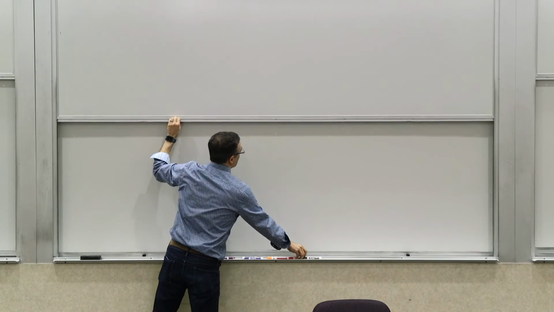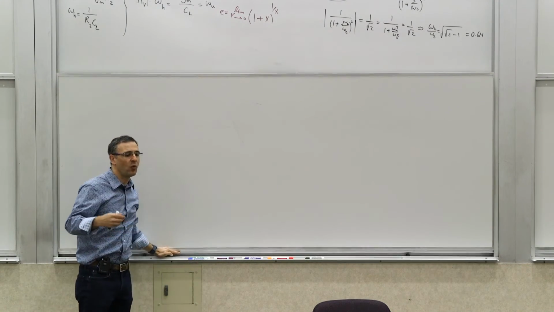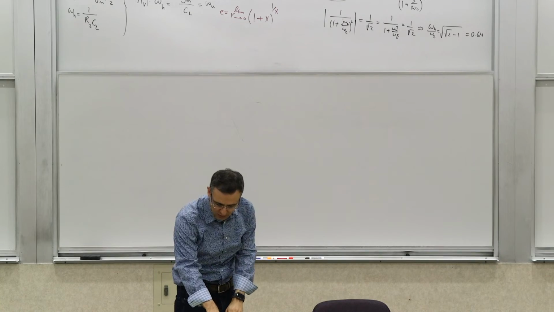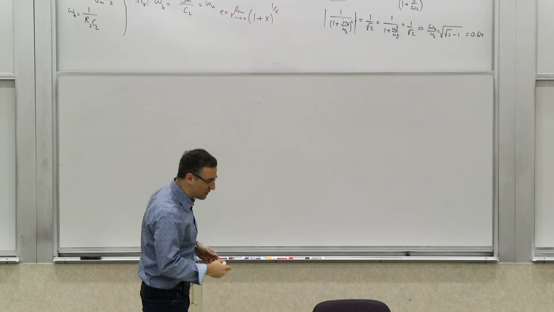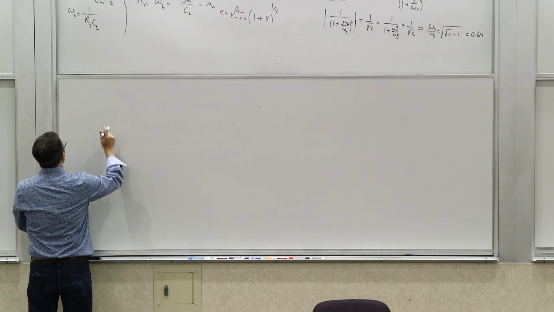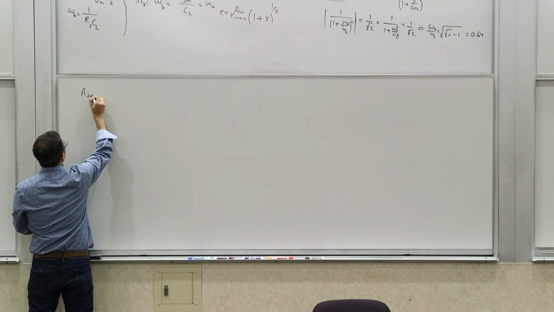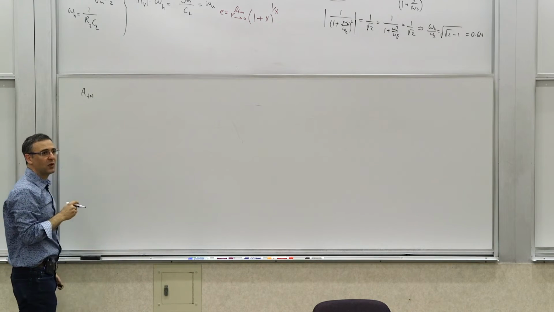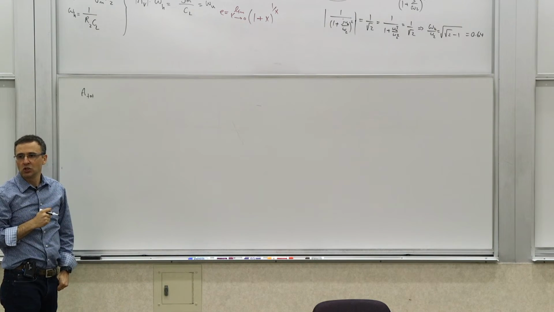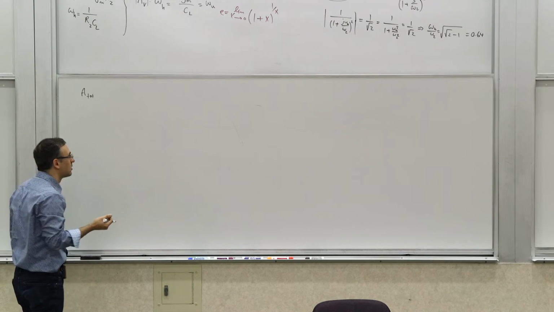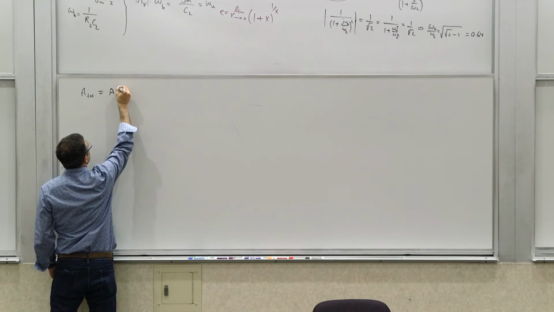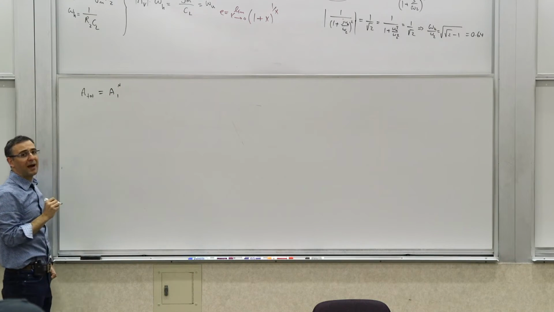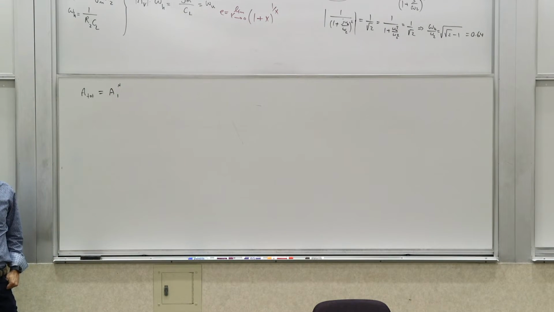So now let's say in general you have a single stage, and you want to break the gain. So let's say you want a total gain of A_total, and you want to break it into n equal stages. What is the gain of each stage? Obviously, A1 to the power of n has to be A_total, because they just get multiplied by each other.